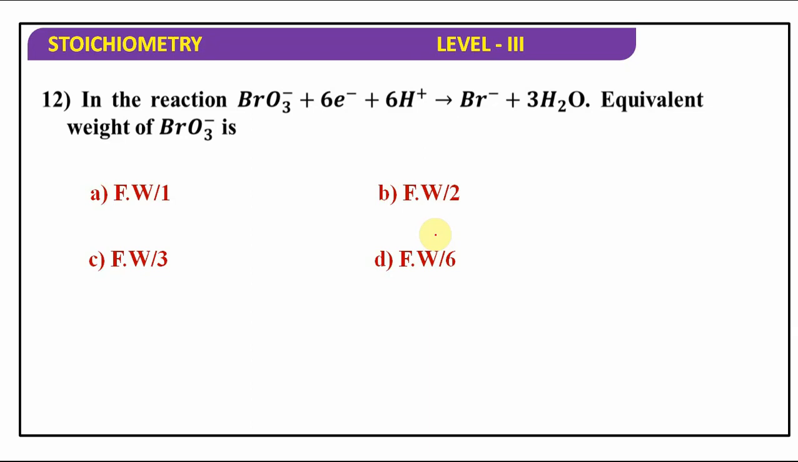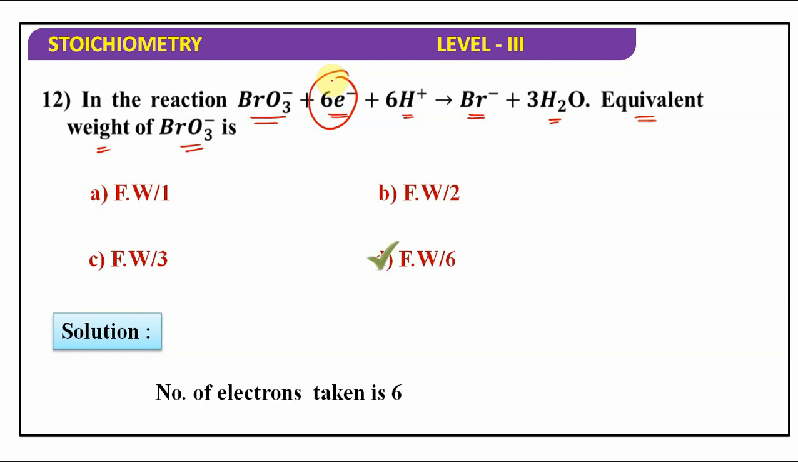So it is a question based on equivalent mass. They gave a reaction: BrO3 minus, gaining 6 electrons in acidic medium, is converted into Br minus plus 3H2O. They are asking you to find the equivalent weight of BrO3 minus. Of course, equivalent weight is equal to formula weight or molecular weight upon number of electrons taken. Number of electrons taken is how much? 6 electrons. So formula weight upon 6.